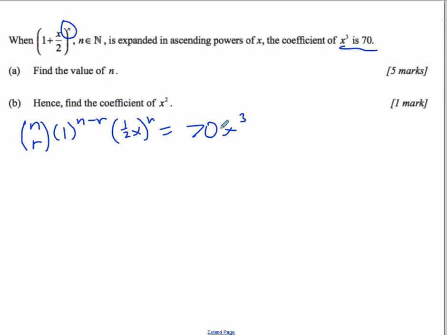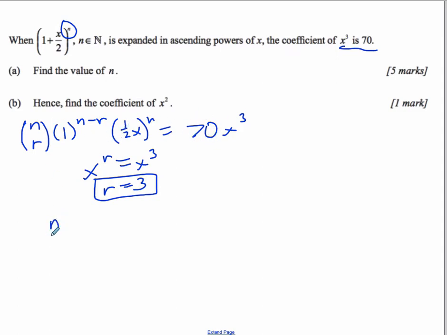So we can figure out what r is again by just looking at the exponents of x. So this is x to the power of r. This is a simple example. We have r equals 3. Right? So we have the r value. We'll go ahead and find the n value now by looking at the coefficients. So this is 70 over here, coefficients.